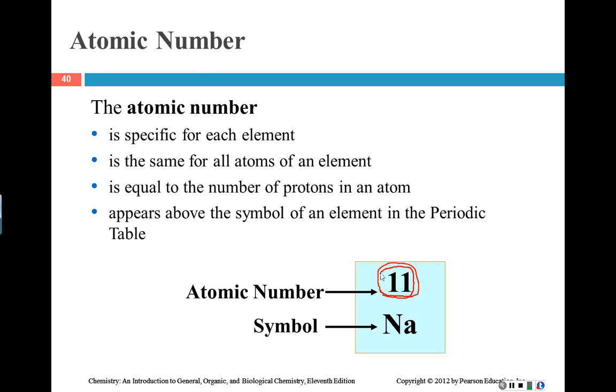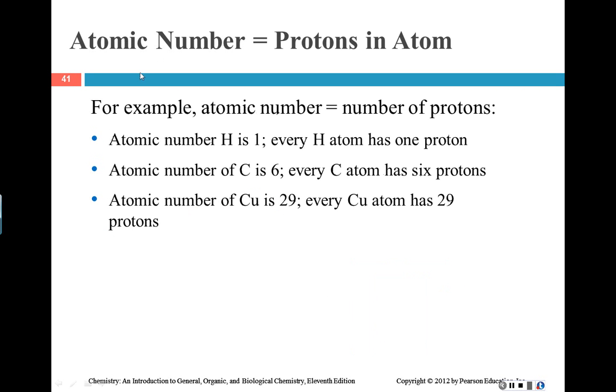So if you know the atomic number, you also know what? The number of protons that it has. So the atomic number is equal to the number of protons. If the atomic number of hydrogen is 1, then every hydrogen atom has 1 proton. If the atomic number of carbon is 6, every carbon atom has 6 protons. Copper, atomic number is 29, so every copper atom has 29 protons.